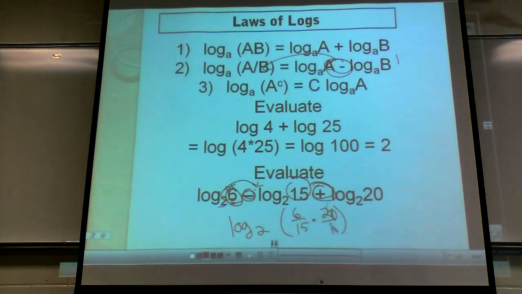So I know I'm actually, if I just put this in times 1, and we multiply that. All right, so here's the thing. What is 6 divided by 15 times 20? I don't know.